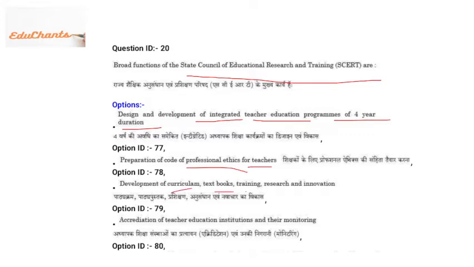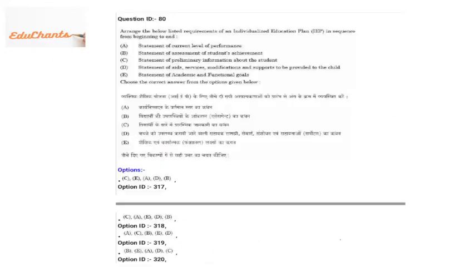Development of curriculum, textbook, training, research, innovation. Yes, it is correct. Okay, because they have to follow some sort of regulation from NCERT. They have to implement it at the state level. They have to prepare curriculum for teacher education, textbooks, training for the in-service candidate. Then we have to focus on research and innovation in the field of teacher education. And last one is accreditation of teacher education institute, which is the task of NCTE, not SCERT.